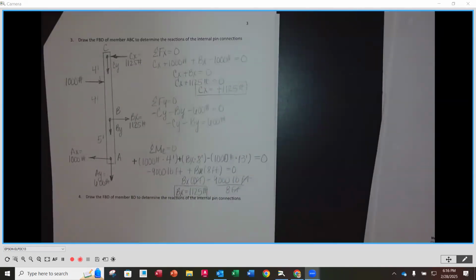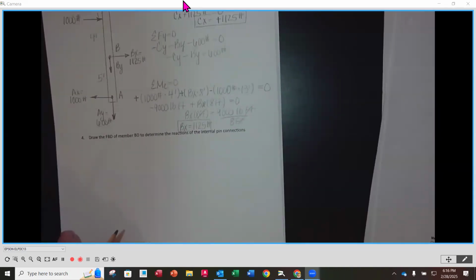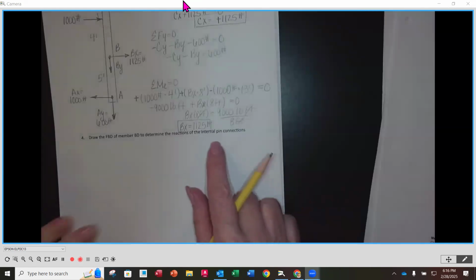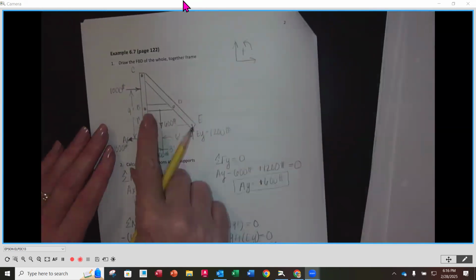The next thing that you're going to notice that we do is we're going to draw a free body diagram of member BD by itself to determine the reactions of those internal pins. So if we look back at our free body diagram, BD is right here. So we're going to draw just that member.